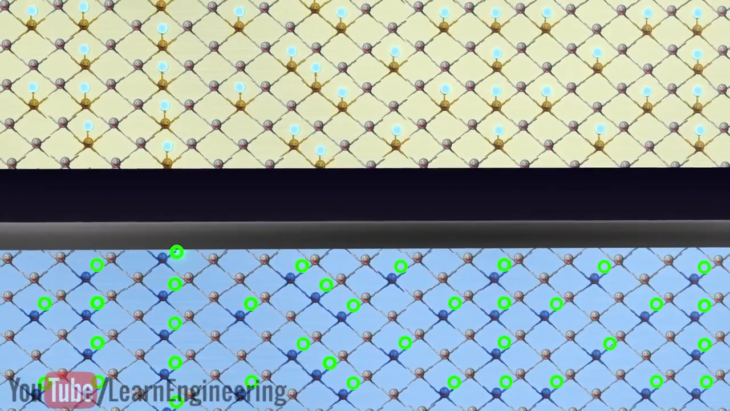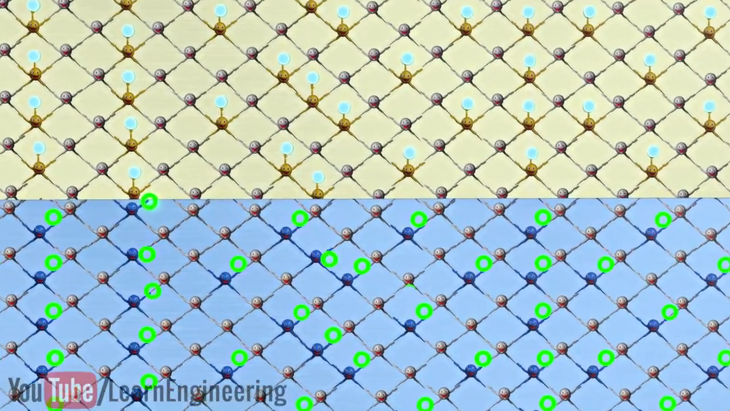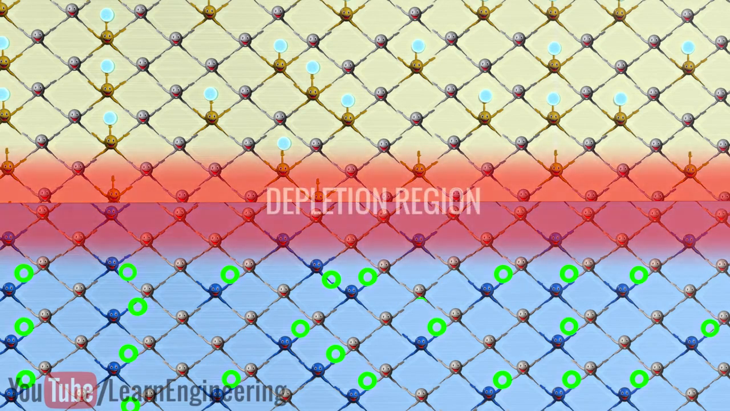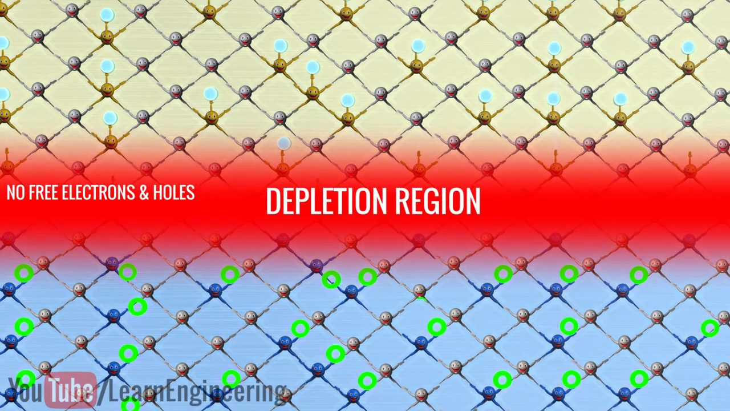If these 2 kinds of doped materials join together, some electrons from the n side will migrate to the p region and fill the holes available there. This way, a depletion region is formed, where there are no free electrons and holes.